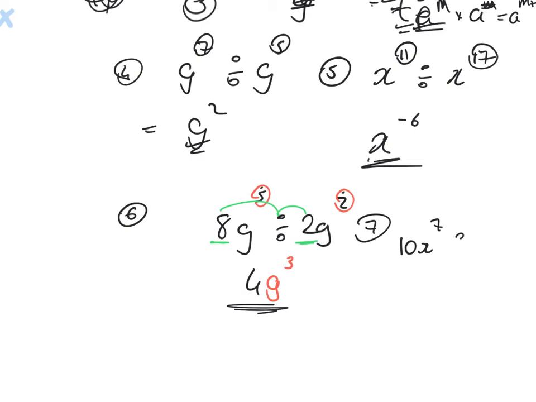Example 7. 10x to the 7 divided by 5x to the 4. Okay, so the powers I subtract. 7 take away 4 is 3, and 10 divided by 5. 10 divided by 5 is 2. Okay, example 8.